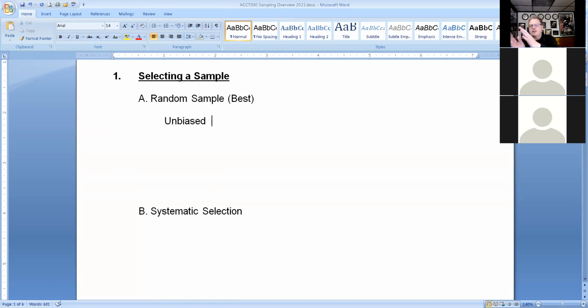So again, like you said, it removes a lot of biases that might go into the calculation otherwise. And so because it's unbiased, it's the best estimate of what the entire population is. So usually a random sample is the best.